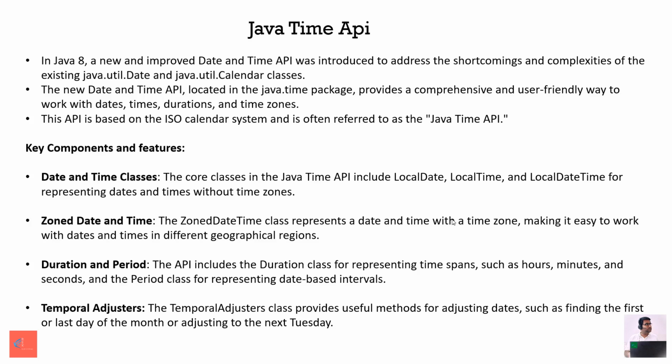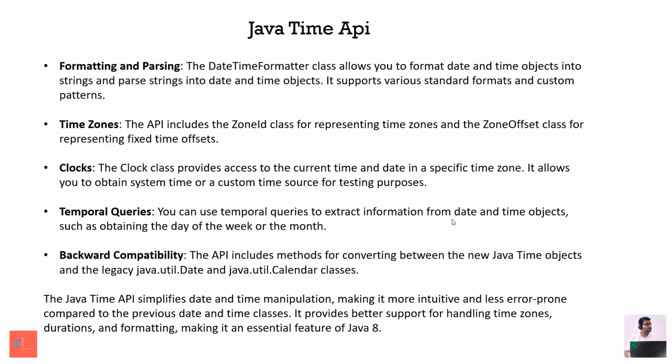The TemporalAdjusters class provides useful methods for adjusting dates, such as finding the first or last day of the month or adjusting to the next Tuesday. The DateTimeFormatter class allows you to format date and time objects into strings, and parse strings into date and time objects. It supports various standard formats and custom patterns.